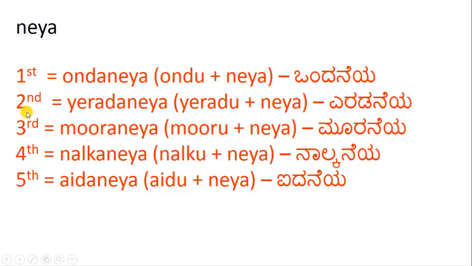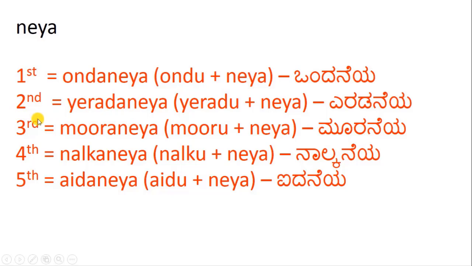Second. Two is called as Eradu in Kannada. You have to add Neya at the end. But before adding, you have to replace this U by A. So Eradu will become Erada. So Erada plus Neya is Eradaneya, which means second.